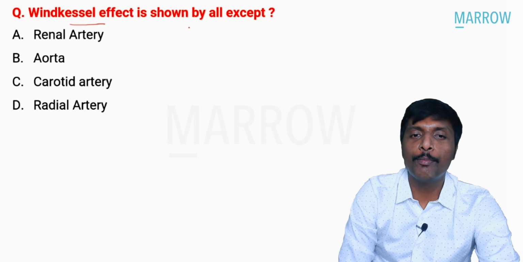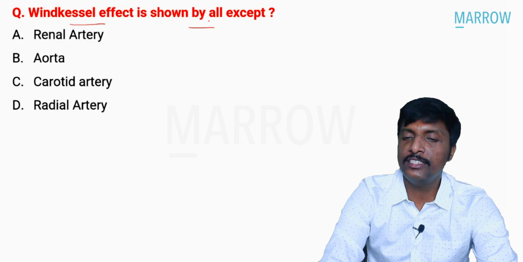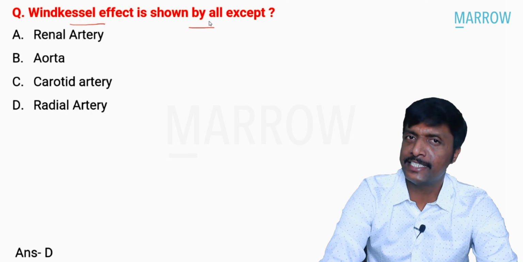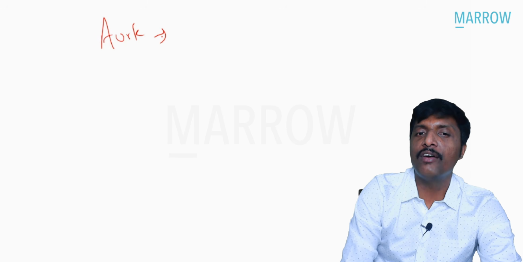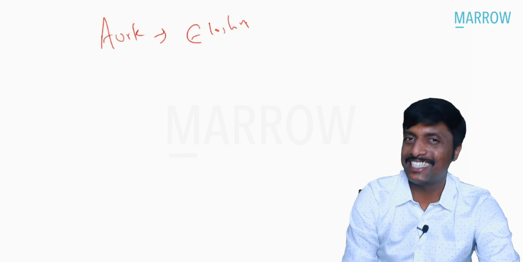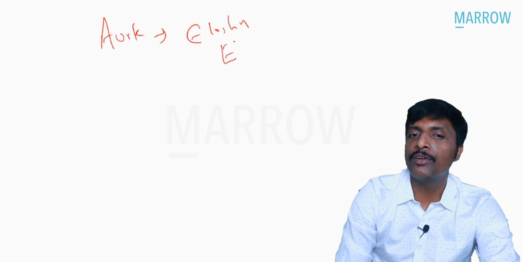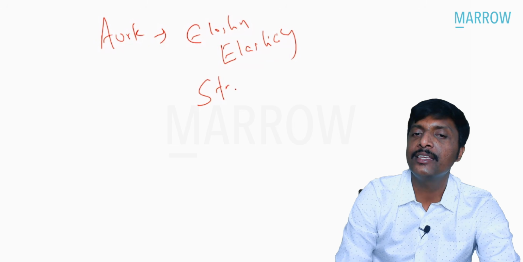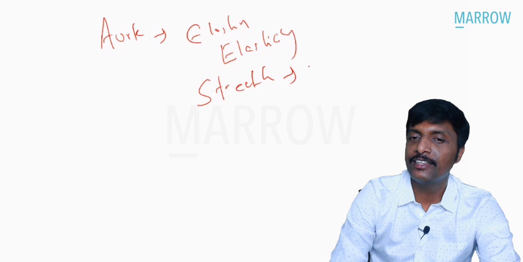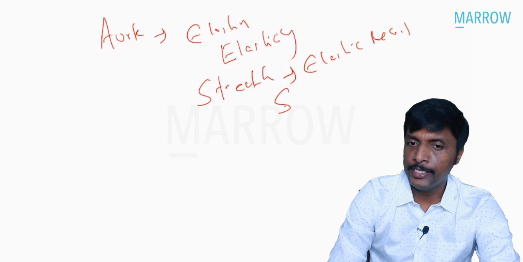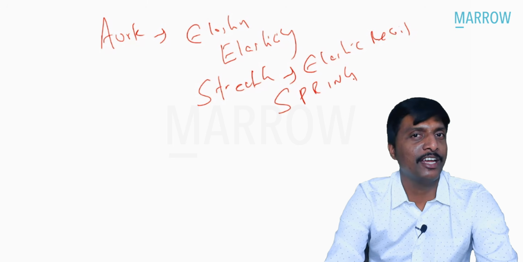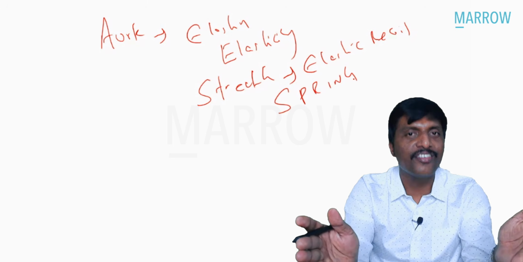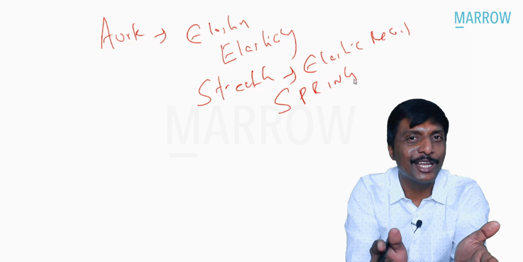Windkessel effect is shown by all except. What is this Windkessel effect, sir? The answer is radial artery. Why? This aorta has got a very high content of elastin. It is the one responsible for elasticity. What is this elasticity, sir? Which means in response to stretch, there is always elastic recoil. That means it is going to function like a spring. That's all. You stretch it, release the stretch, there is always elastic recoil.